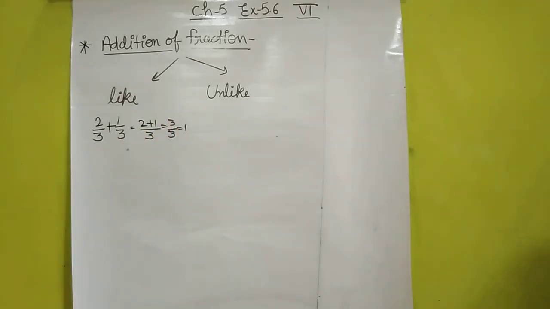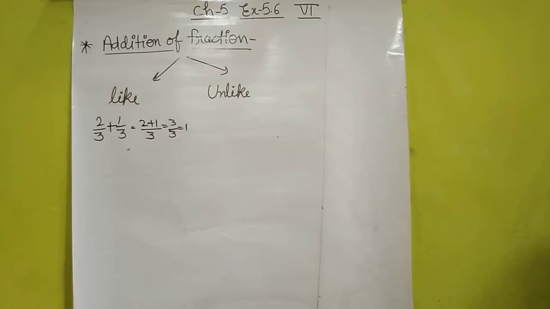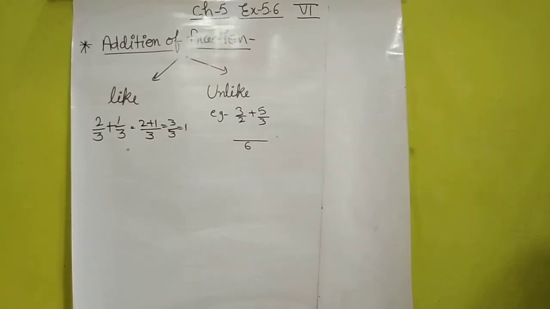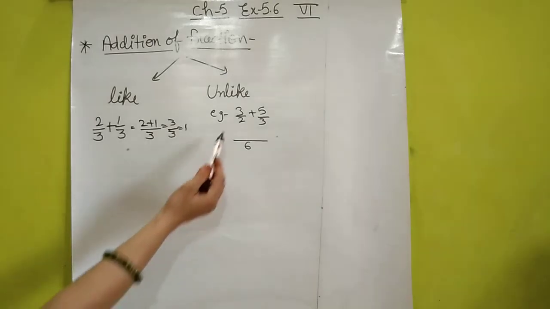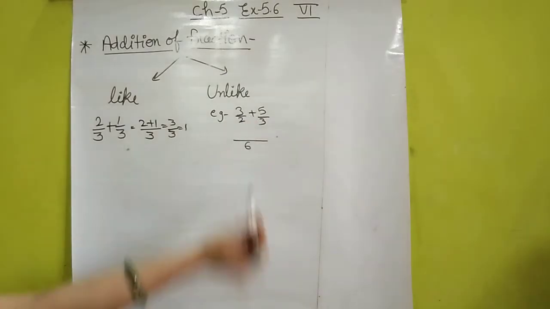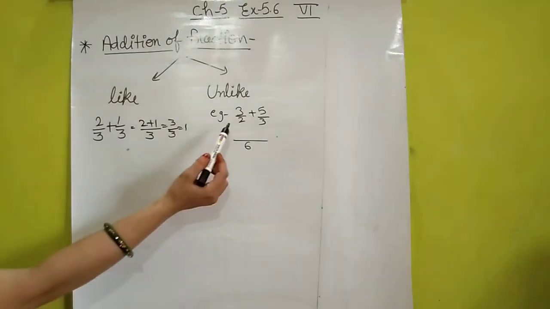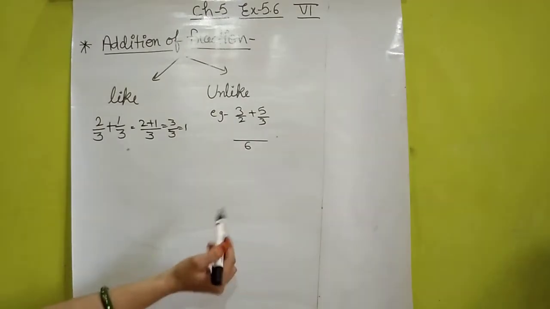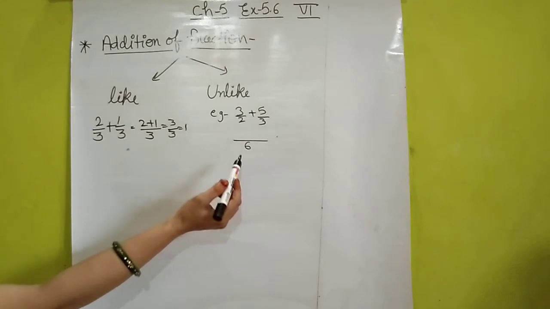Students, for unlike fractions, in unlike fractions students, denominators are different. Now students, in this example 3 upon 2 plus 5 upon 3 is given. It means students 2 and 3 denominators are different. When you will take LCM it will be 6.